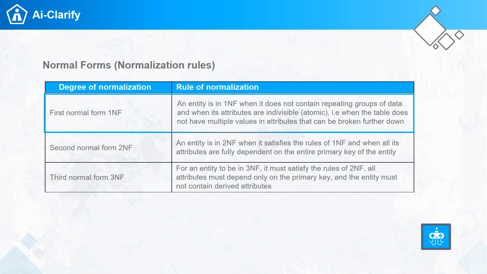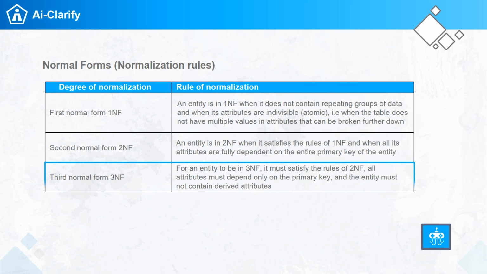The first rule says that an entity is in the first normal form state, or 1NF, when it does not contain repeating groups of data, and when its attributes are indivisible or atomic. For example, when the table does not have multiple values in attributes that can be further broken down. The second normal form says that an entity is in 2NF when it satisfies the rules of 1NF, and when all its attributes are fully dependent on the entire primary key of that entity.